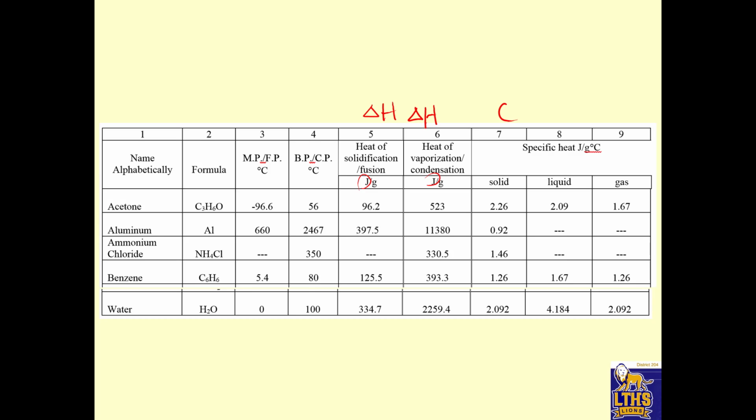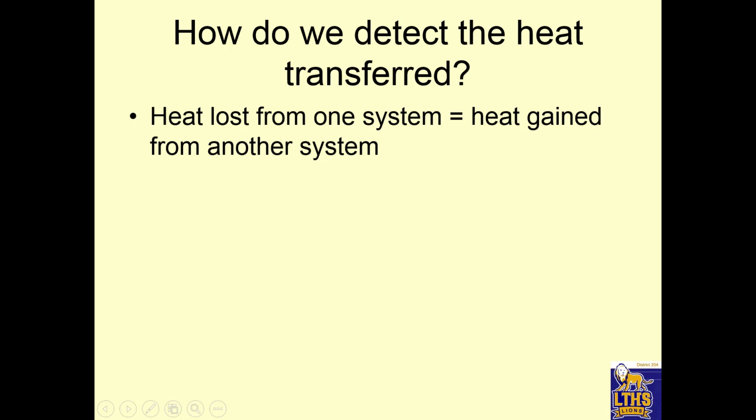Delta H's, and then C's. But this time, it's in joules. Okay? All right, so how do we check the heat transfer? Well, here's what's cool. Heat goes from one system to another. And so if you know how much heat gets lost, you know how much heat gets gained.